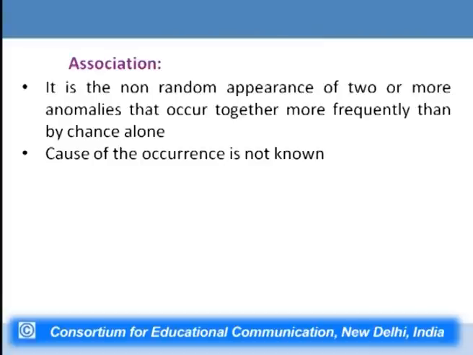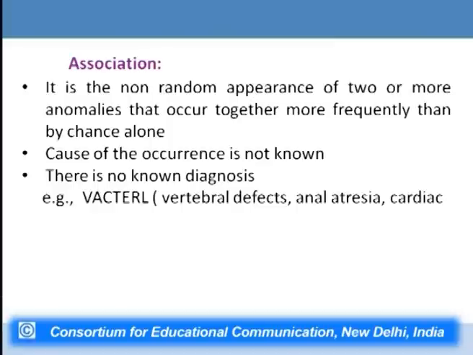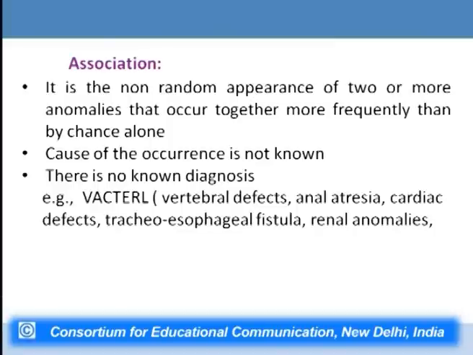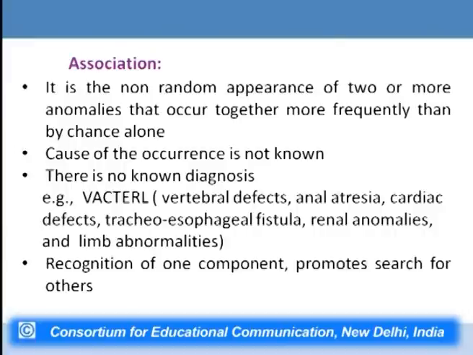In syndrome it is known, but in association malformation we do not know the cause of such occurrence, and there is no known diagnosis for such malformation. For example, it is given the term VACTERL, which stands for vertebral defects, anal atresia, cardiac defects, tracheoesophageal fistula and renal anomalies. So this is a general term given for such anomalies, and limb abnormality.